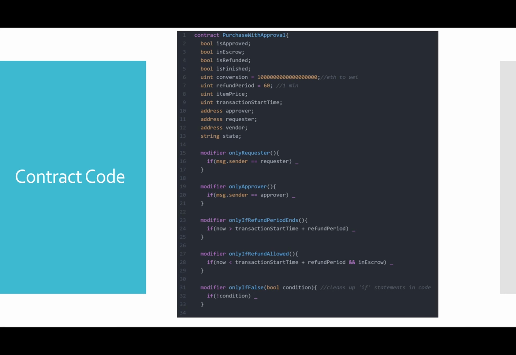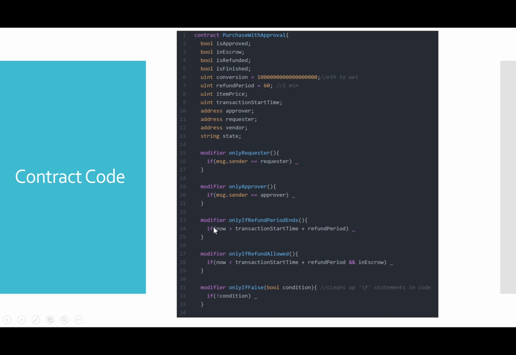If you remember, that sample app had a lot of conditions. I had a requester, I had an approver, which were the child and the parents. I had a vendor, which was in this case an admin that I was sending money to. So what I have is a few function modifiers to make sure everything is working correctly. I can make sure only the requester could access something, only the approver could access something.